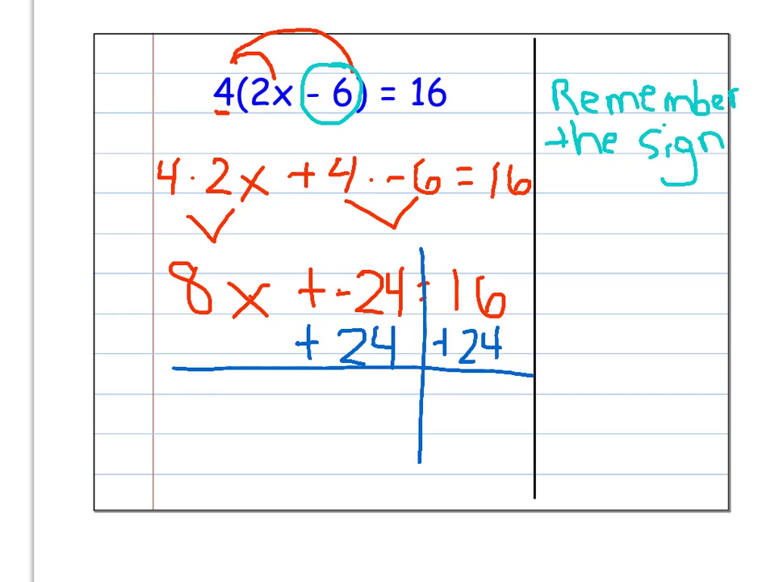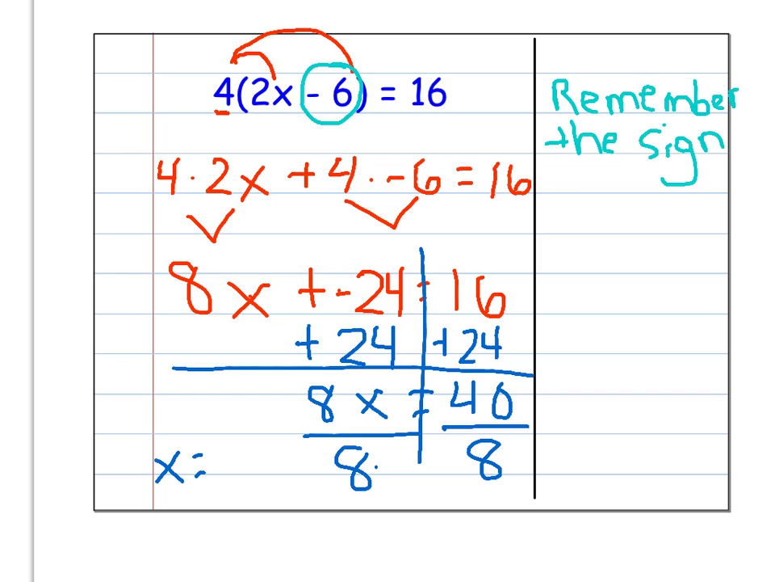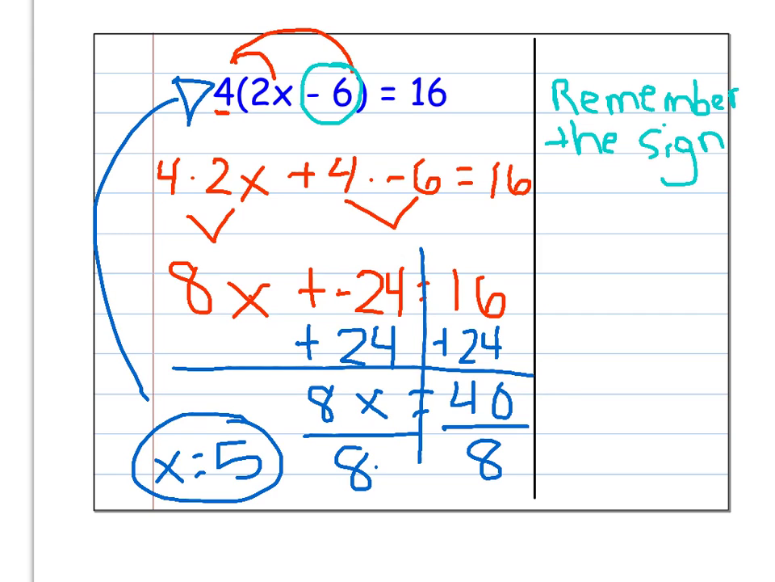So that would give me 8x left on the left side equal to 40 on the right side. And I'm still getting x by itself, so right now it's 8 times x, so I have to divide by 8 on both sides. So I know that x is equal to 5. And if I want to check my answer, I would just put it back into the equation up here to see if it's correct.